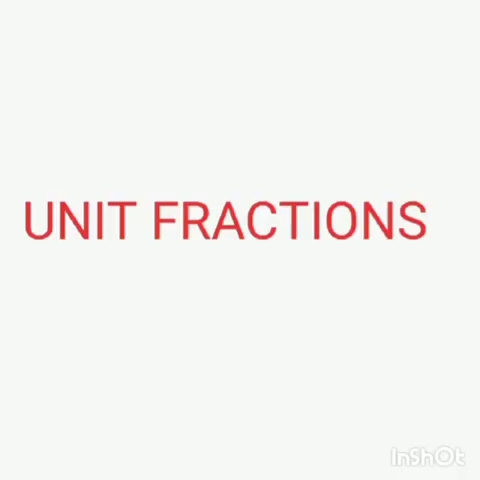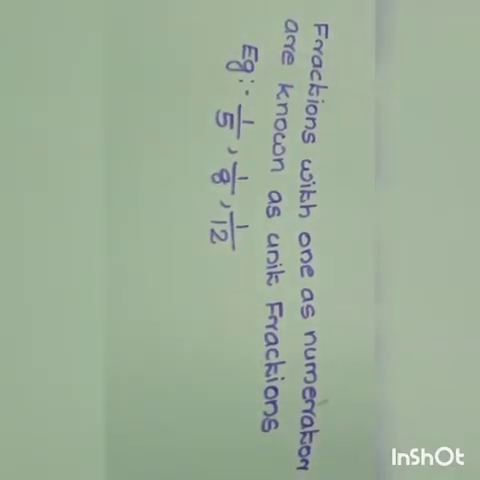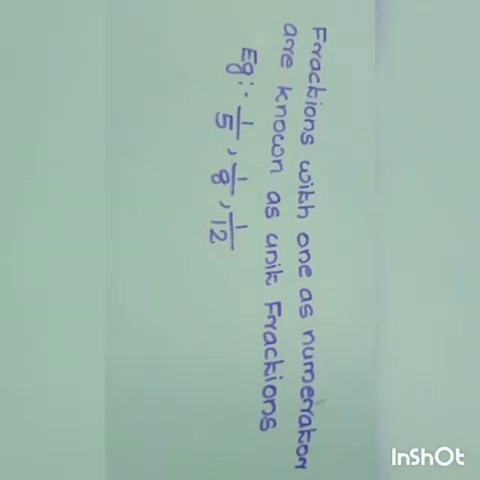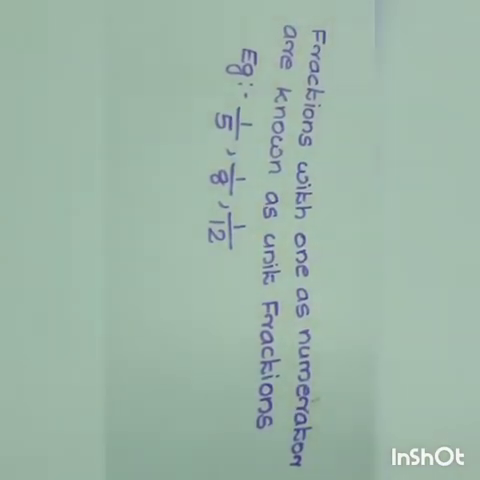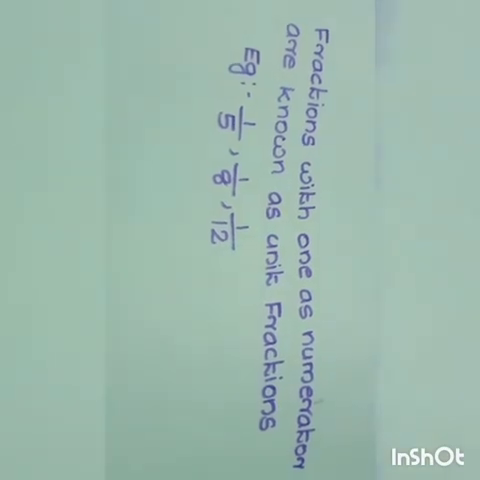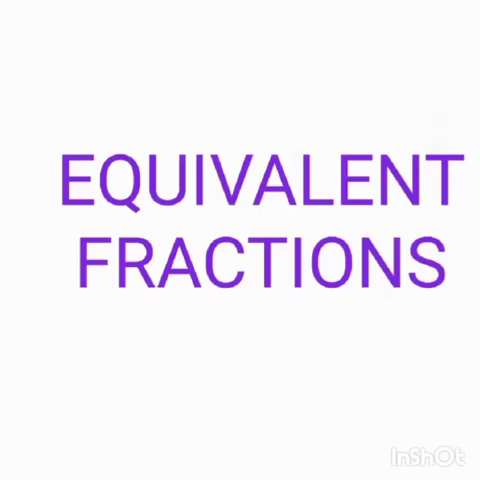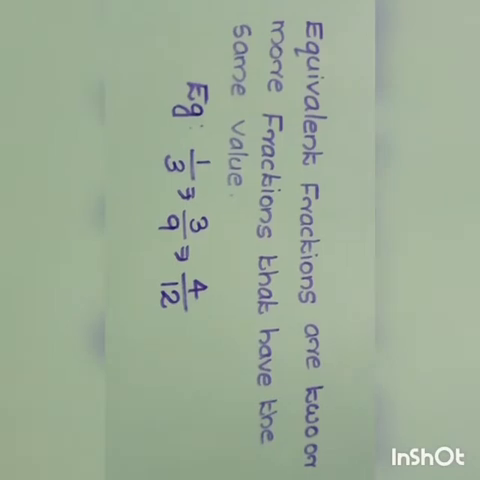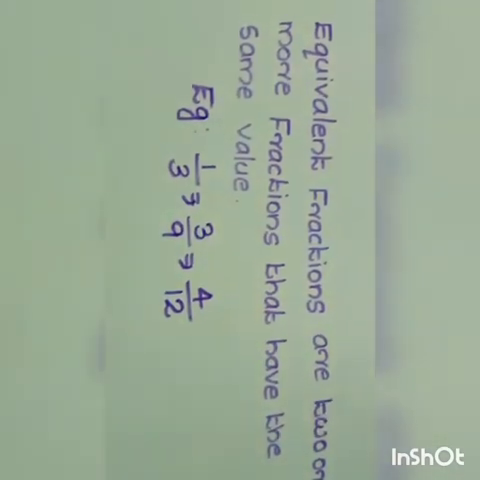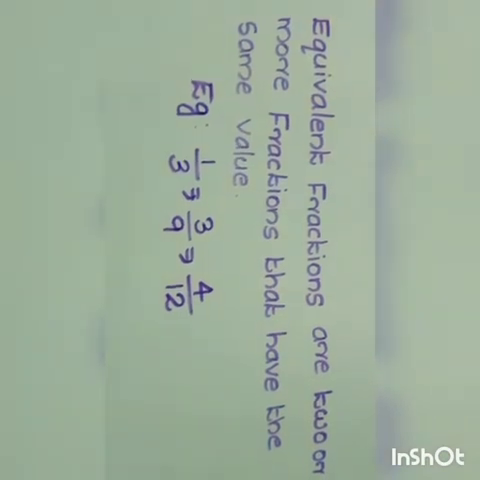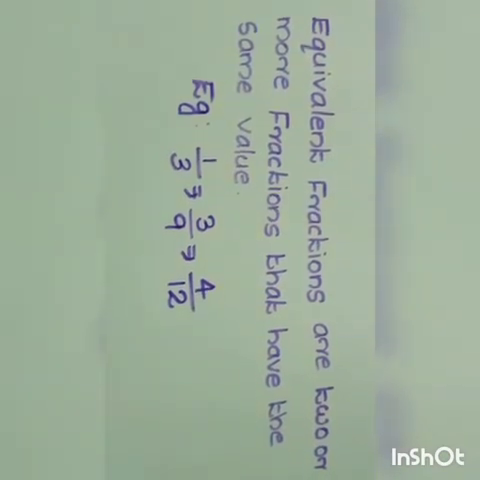Unit fractions. Fractions with 1 as the numerator are known as unit fractions. For example, 1 by 5, 1 by 8, 1 by 12. Equivalent fractions. Equivalent fractions are two or more fractions that have the same value. For example, 1 by 3 equals 3 by 9 equals 4 by 12.